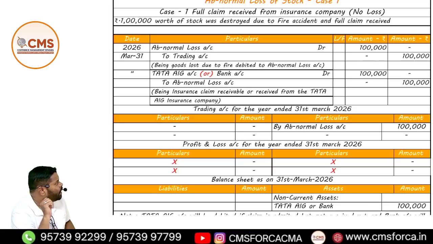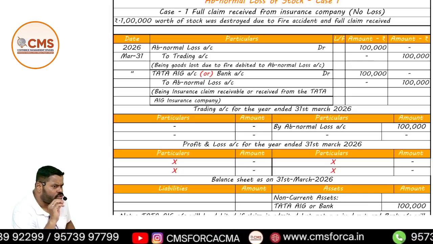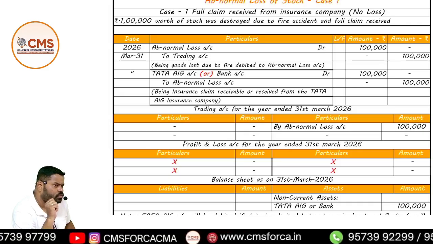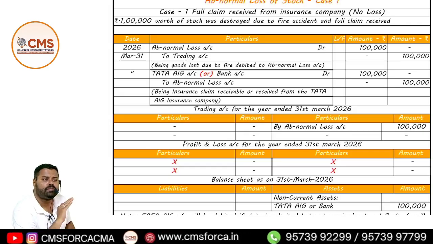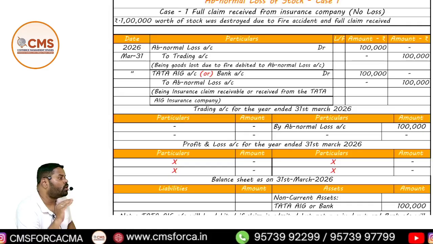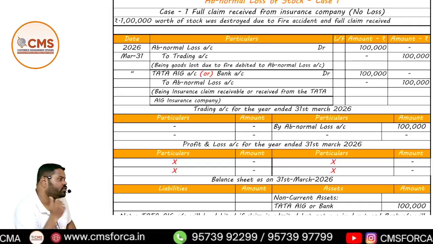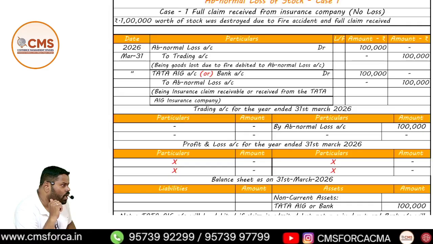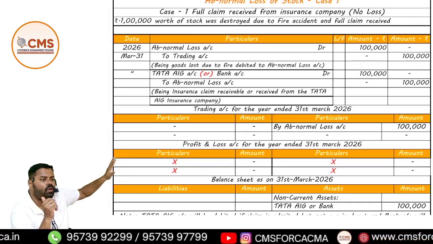And tell me one thing. Insurance companies will give you insurance for abnormal losses or normal losses? Only abnormal losses. Insurance companies will not give you insurance for normal losses. Why? We know that they are essential, they are required actually. So when it is unavoidable, can you insure that? No. Okay, so abnormal losses are insured.